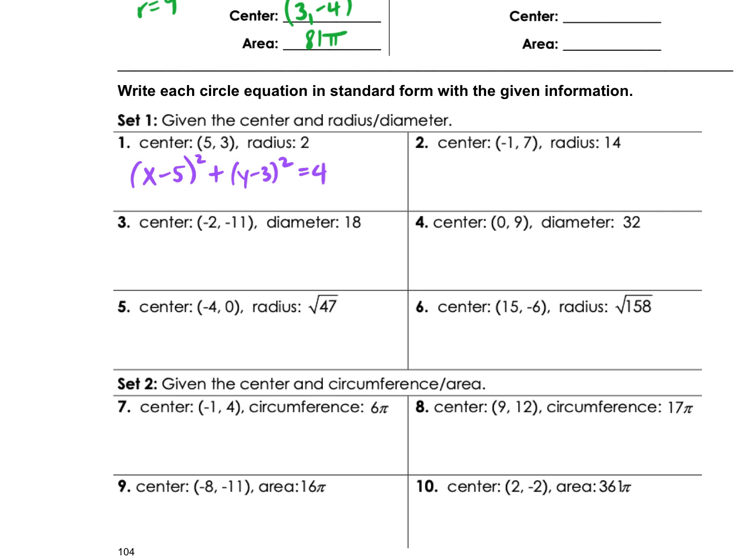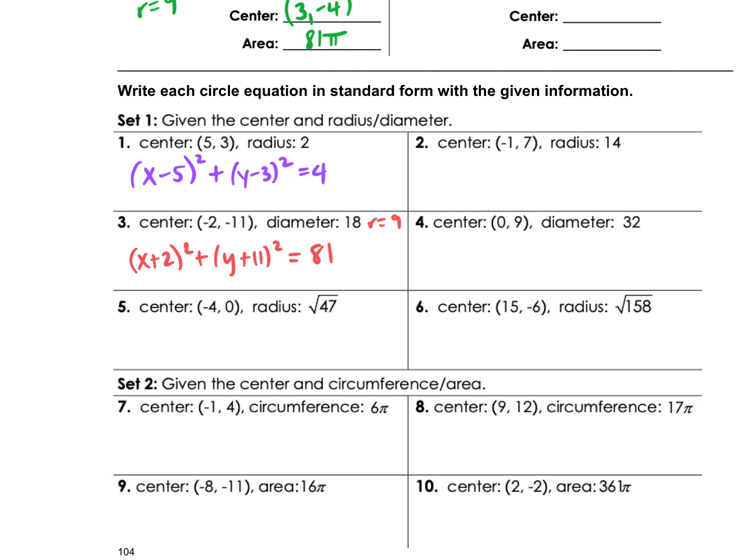How about number 3? (x plus 2) squared plus (y plus 11) squared equals 324. Okay, no. I gave you diameter, not radius. Radius is 9, so it equals 81. You have to pay attention.